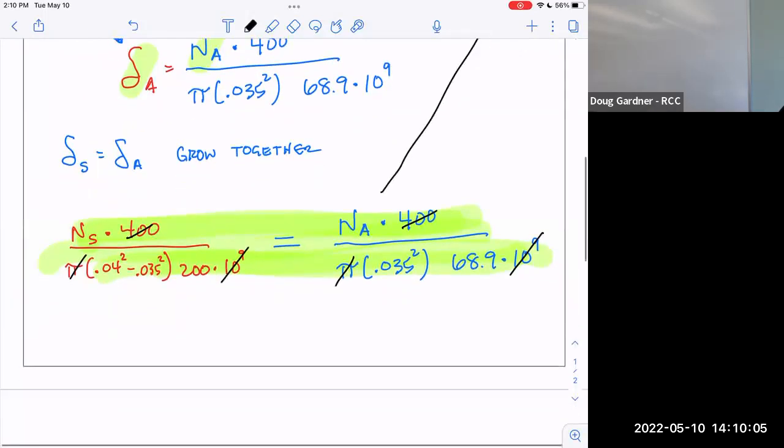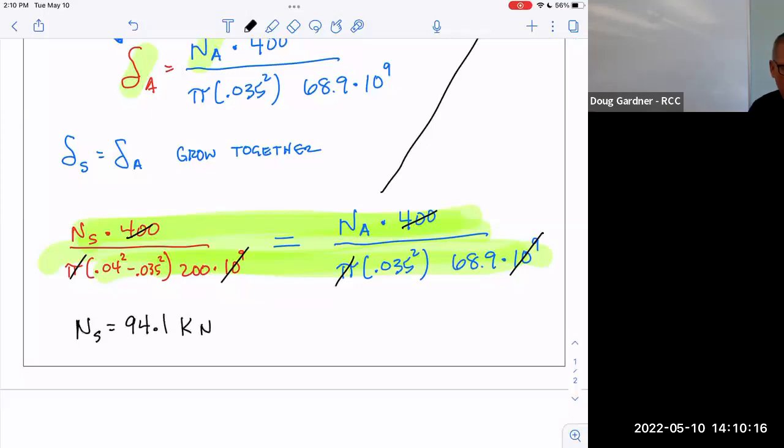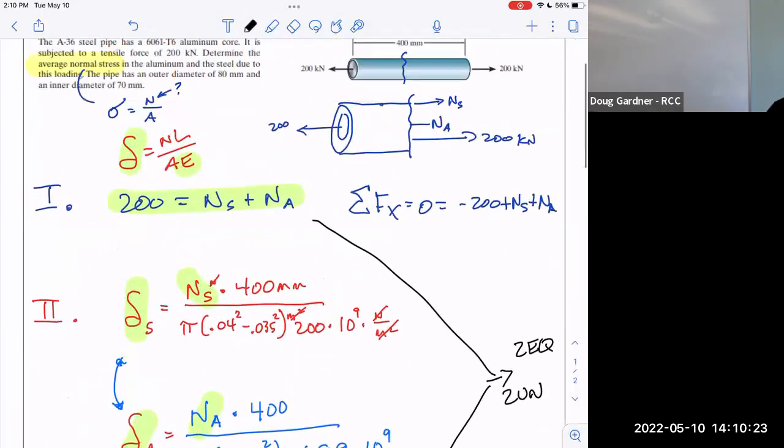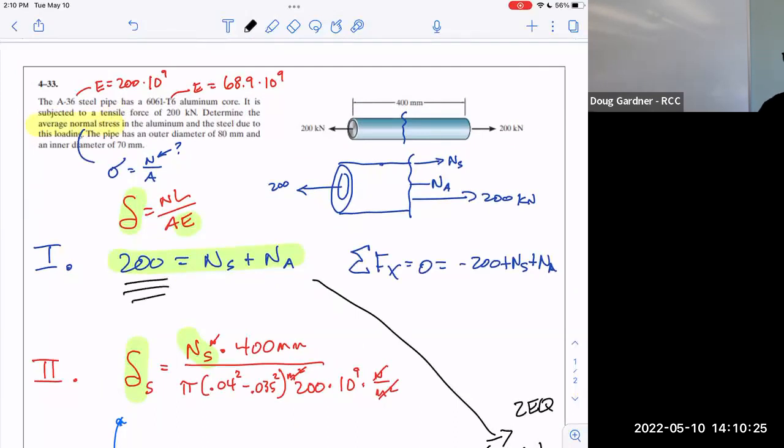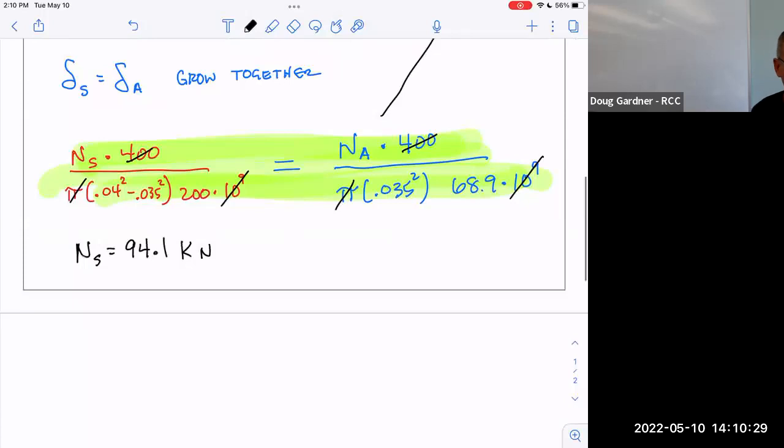If you don't screw this up, you get 94.1 kilonewtons. Let's see, in my units, I did not get kilonewtons because I had this working. No, I did get kilonewtons, didn't I? Because this 200 right here was kilonewtons. Does everybody agree with that? So when I typed this in, I literally did get 94.1, and I had to be smart enough to know it was in kilonewtons because 200 was in kilonewtons.